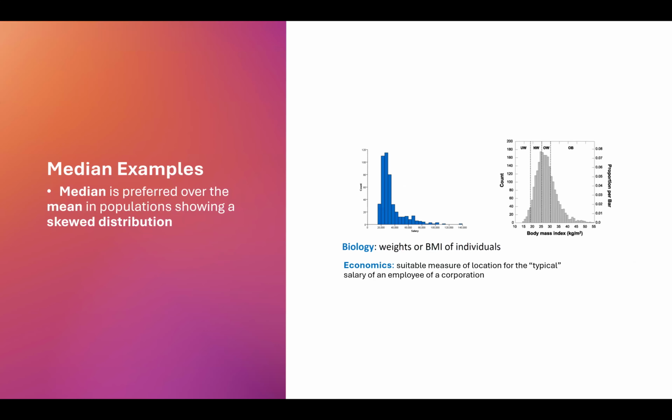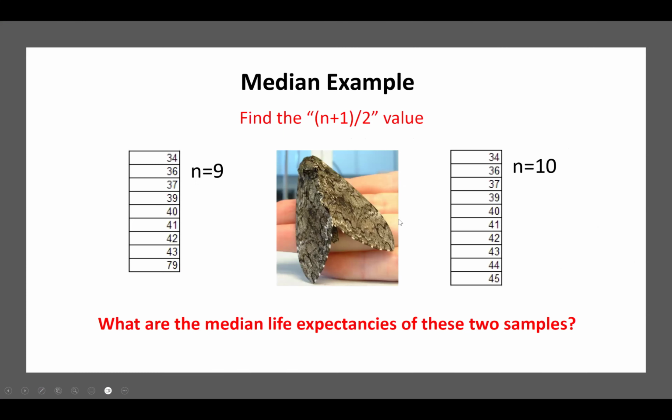I'm going to give you a couple examples. So we have body mass index on the right, which is a biology example. You can see that there's a whole bunch of numbers in here, right? So we would look at this, it's slightly skewed for economics on the left. And so we use median instead of mean.